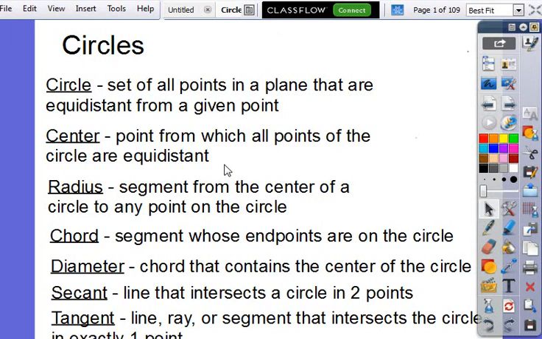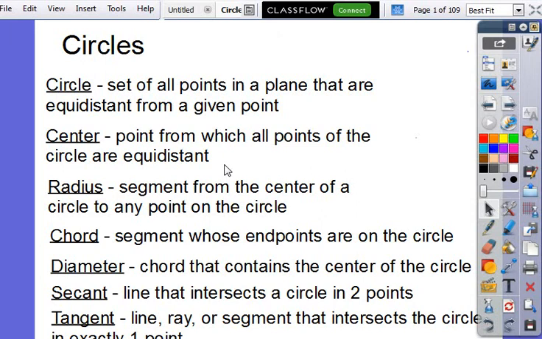All right, what kind of plane is this talking about? You might tell me what a plane means in geometry. Nobody? A plane is simply a flat surface that extends forever in all directions.